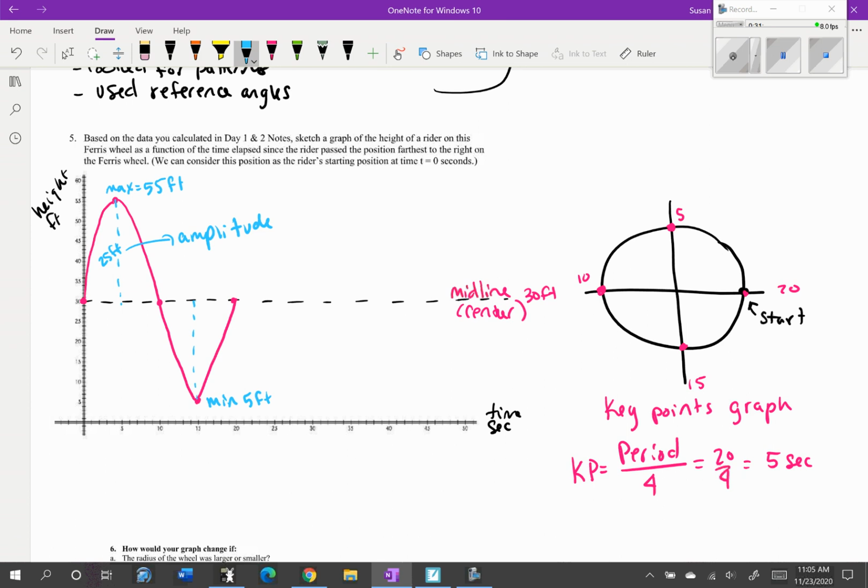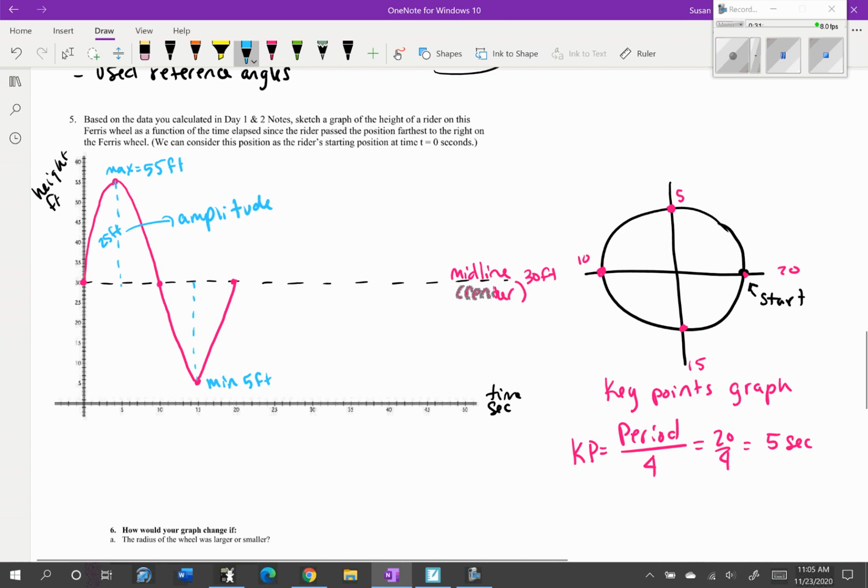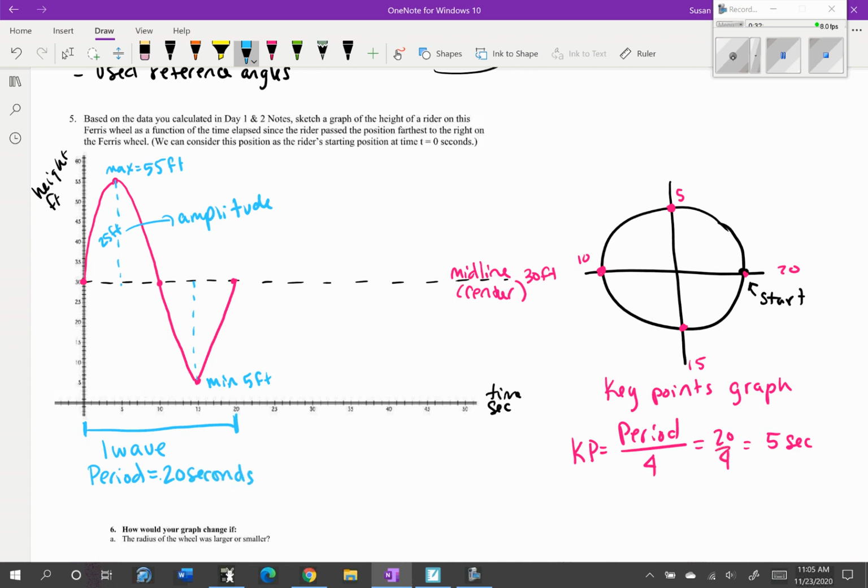So for this, one wavelength, which is the same as a cycle, we also call the period. So the period of the graph equals 20 seconds, which is the horizontal distance to complete one time around the wheel.